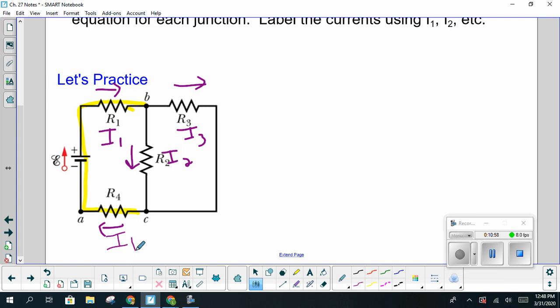Okay, so now what we want to do is pick a junction, and you may choose either junction B or junction A. So here's junction B and junction A. I'd like you to write an equation that represents the currents going into and out of the junction as being equal to each other. So into is going to equal out of. Take a moment and do that.